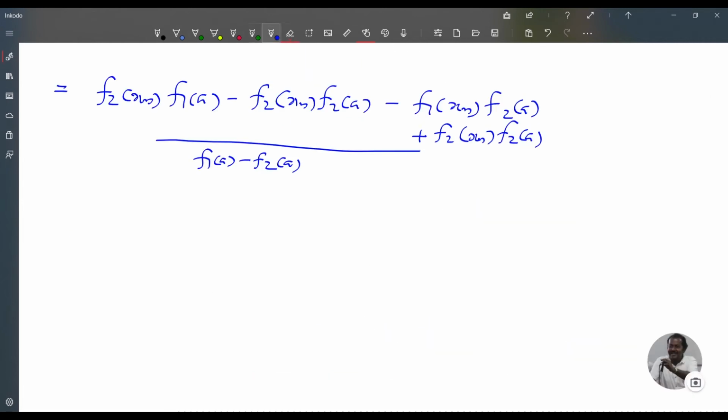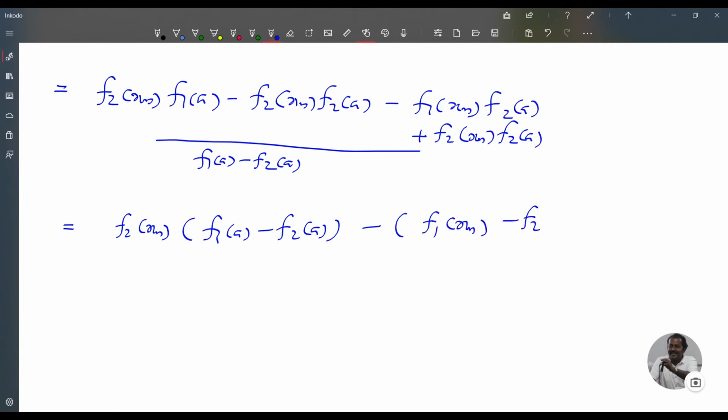So this is equal to, you can take f2 of xn common here, f2 of xn into f1 of a minus f2 of a minus, you can take f2 of a common here, minus of f1 of xn minus f2 of xn into f2 of a divided by f1 of a minus f2 of a.